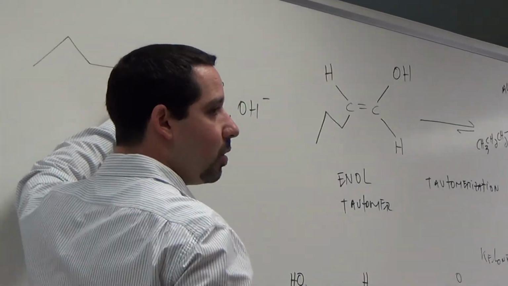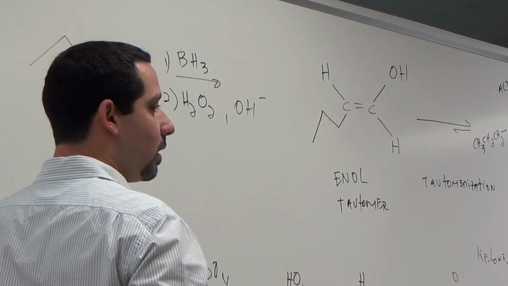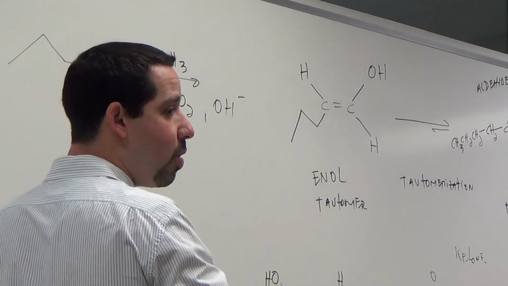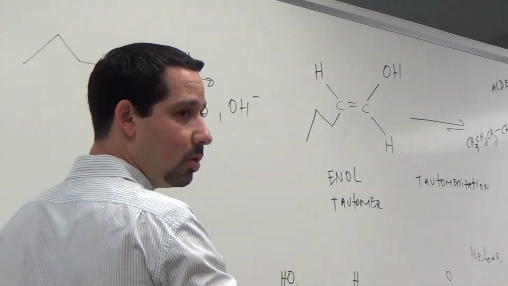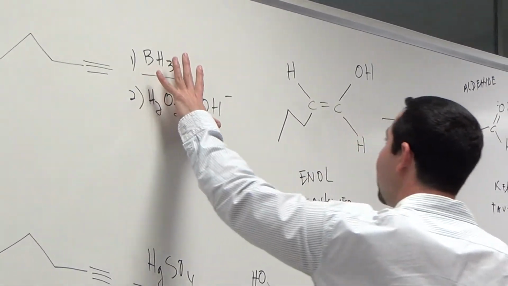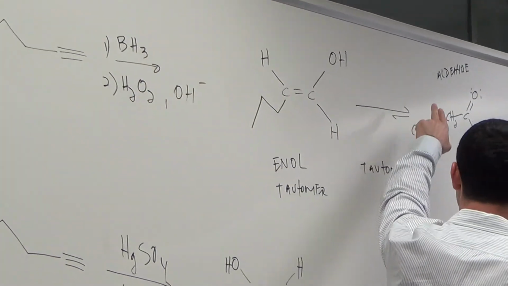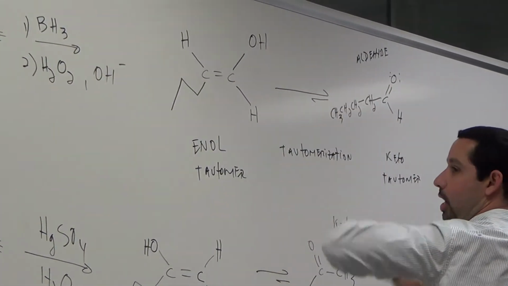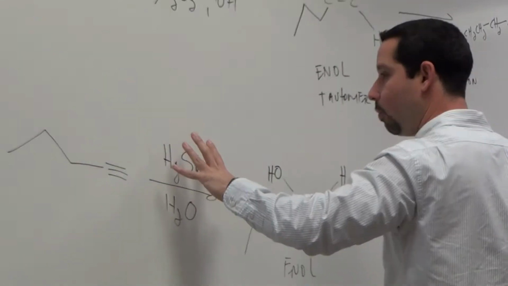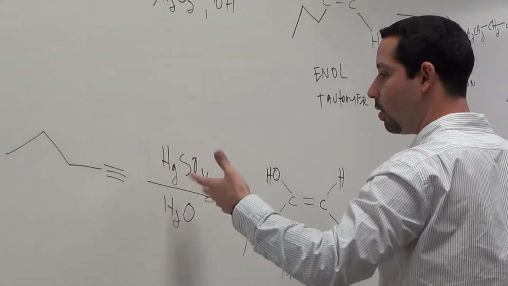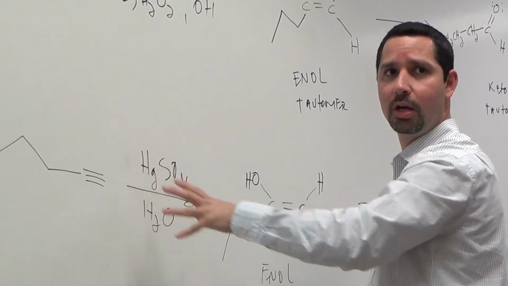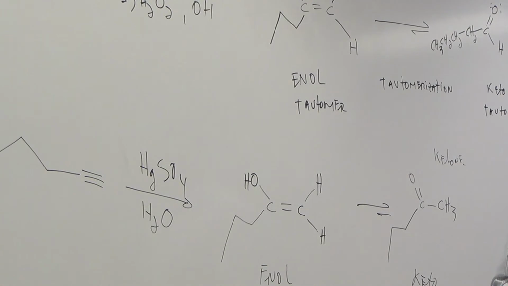Terminal alkyne, yes or no? Yes. Terminal alkyne. Did you write this on your notes, terminal alkyne? Or are you waiting for me to write it on the board? You wrote it, yes? Terminal alkyne. You do hydroboration oxidation, what do you get? An aldehyde. And when you have a terminal alkyne and you do what we are referring to as oxymercuration, demercuration, but it's not, right? Yeah, it's not. This is not. Why not?